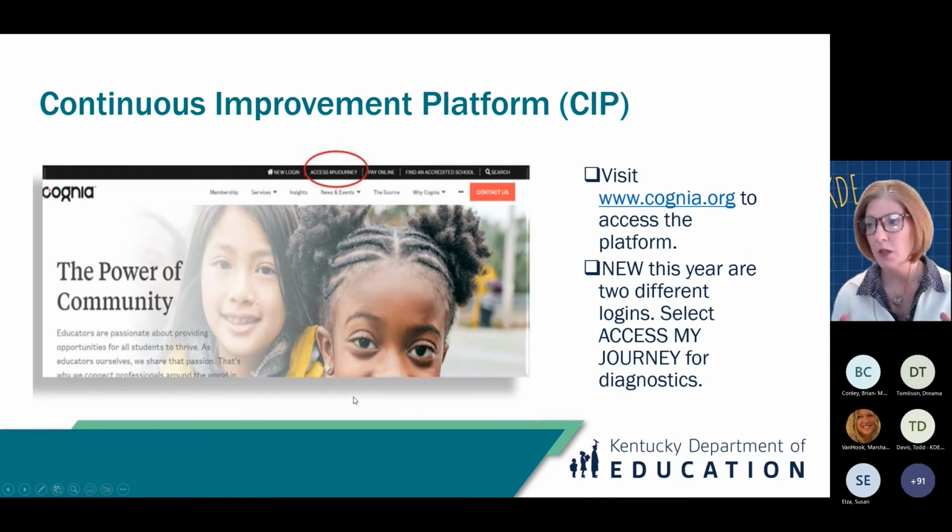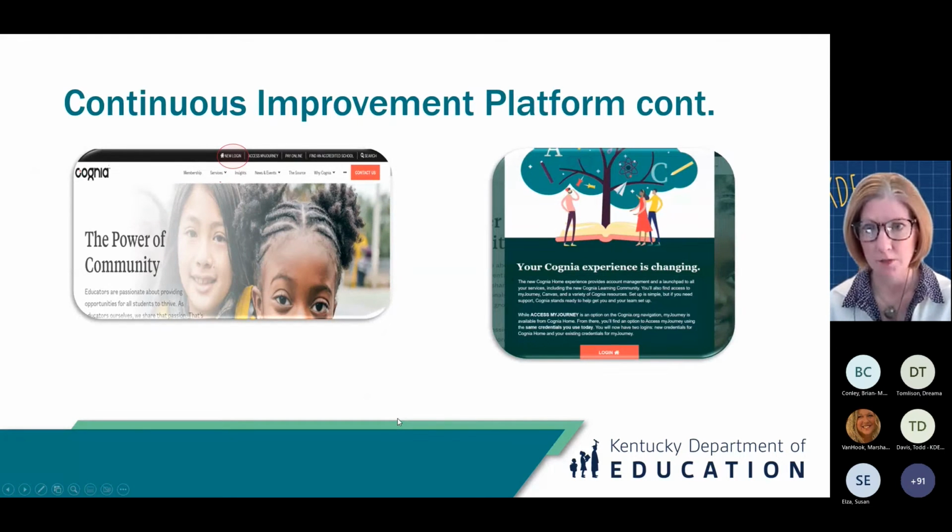You may have noticed if you have gotten to the continuous improvement platform from the Cognia homepage that there are now two login options at the top of that page. The first one, if you are simply wanting to access diagnostics, open new ones, complete them, submit them, then you want to choose the login option that says Access My Journey. That will take you to either the district dashboard or the school dashboard. There is a second one that's available to you that says New Login.